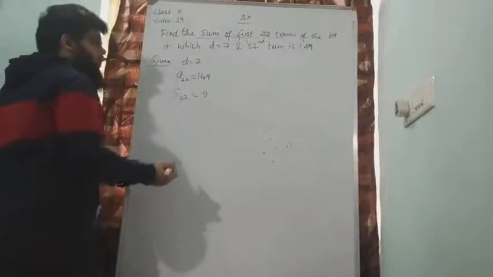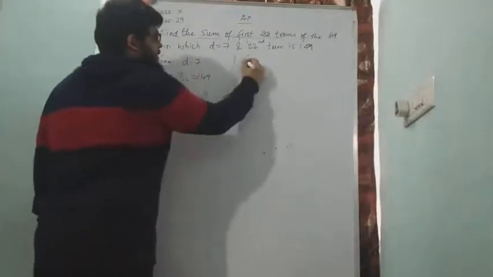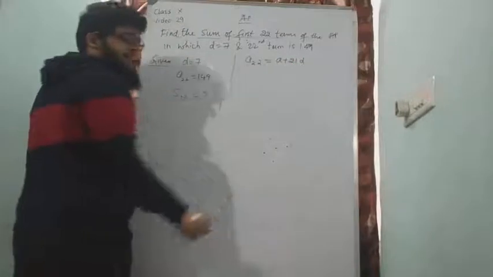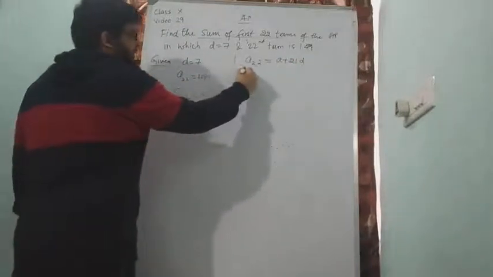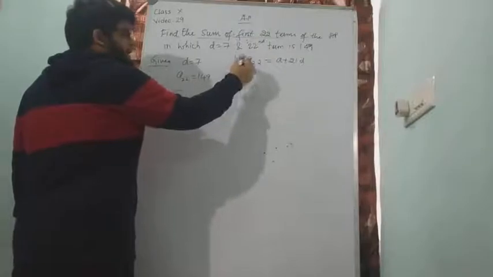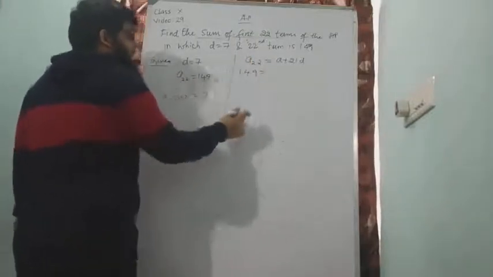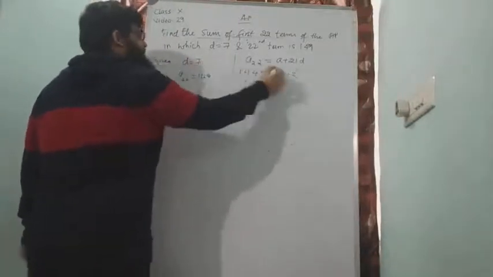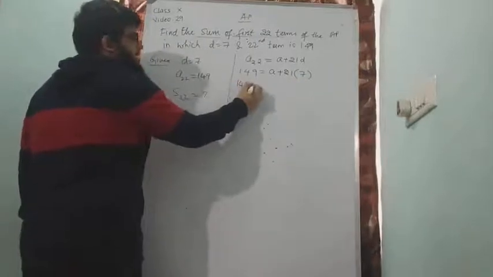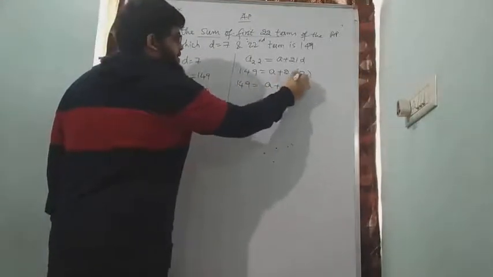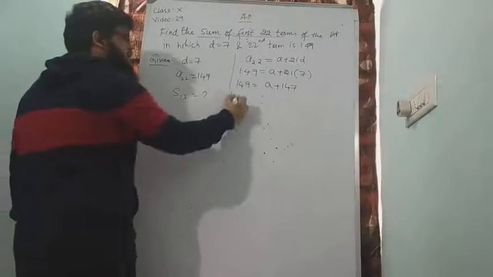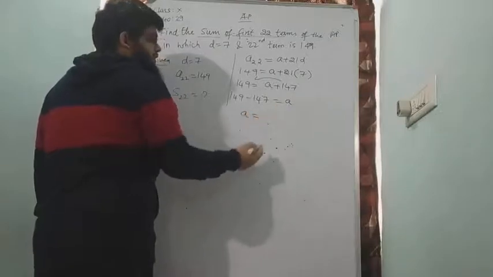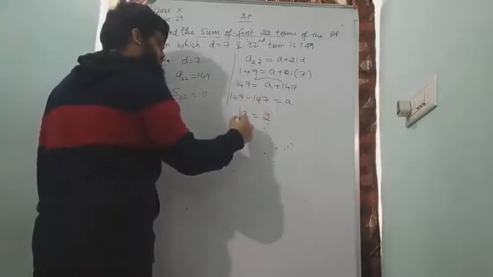I'll make use of this part, A22. A22 in general form can be written as A plus 21D. And A22 is 149. In place of A22, I can write 149 is equal to A plus 21 into D, which is 7. 7 times 21 is 147. 149 minus 147 is equal to A. Therefore, the value of A is 2.